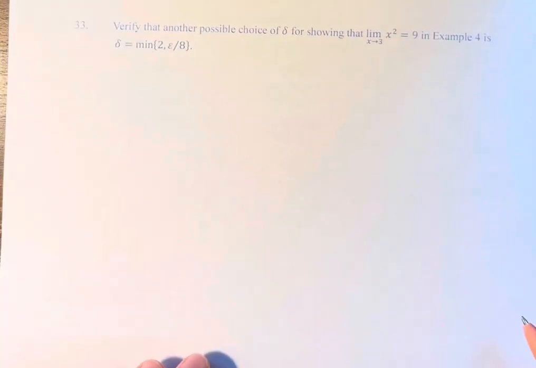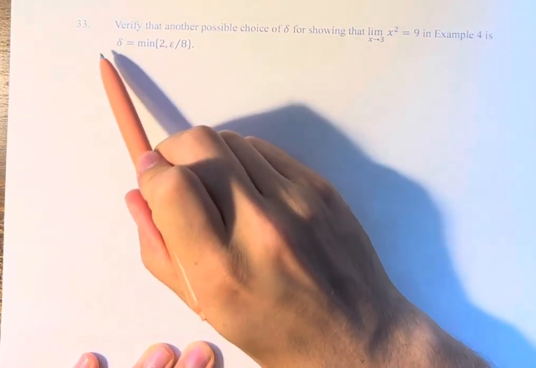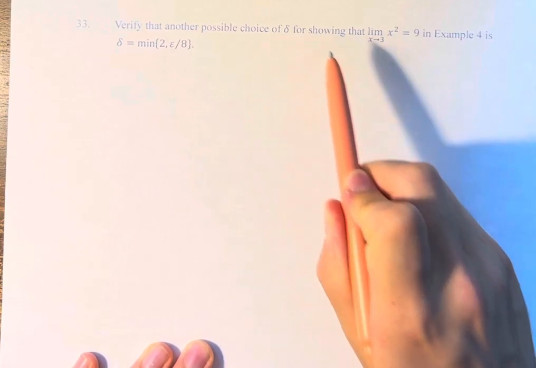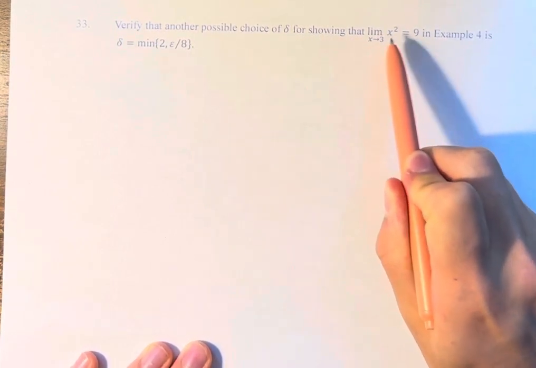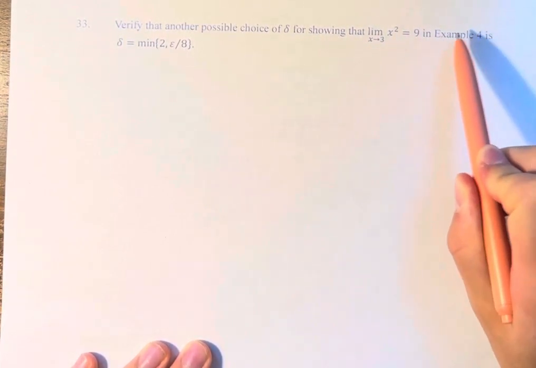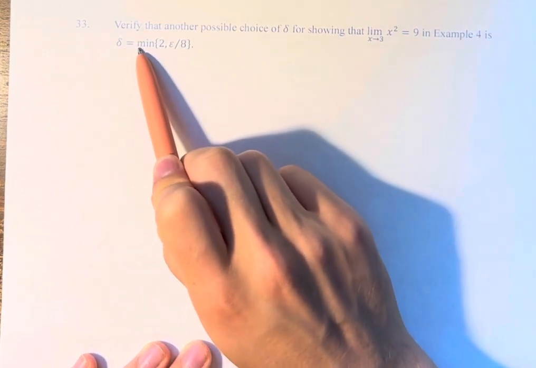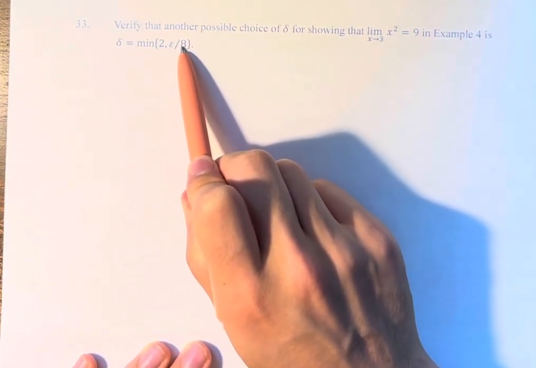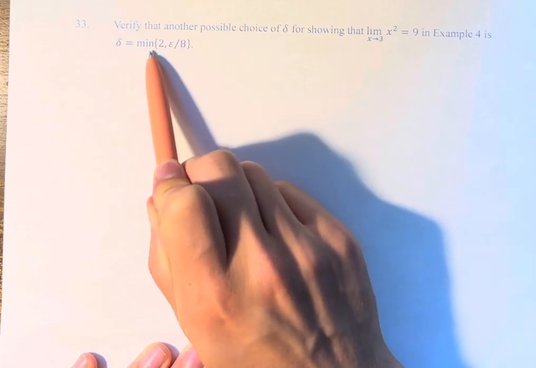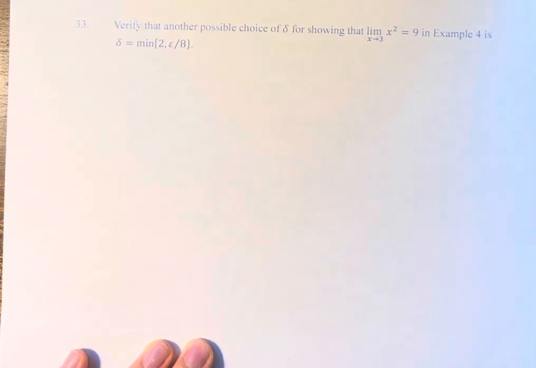Hello and welcome back to another video. In this problem, we're asked to verify another possible choice of delta for showing that the limit as x approaches 3 of x squared is equal to 9. In example 4, delta is equal to the minimum of 2 and epsilon over 8.